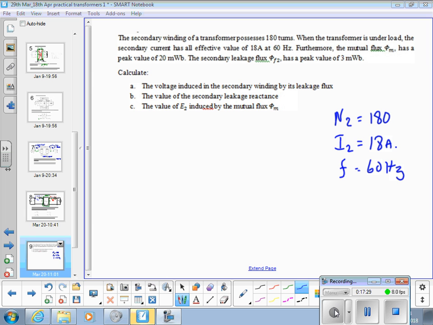Furthermore, mutual flux has a peak value of 20 milliwebers, and the secondary leakage flux is equal to 3 milliwebers. Calculate the voltage induced in the secondary winding by its leakage flux.